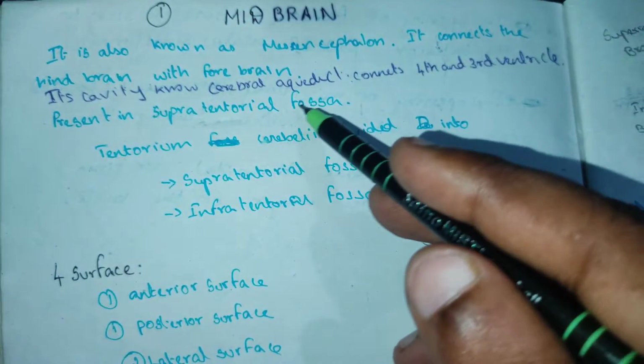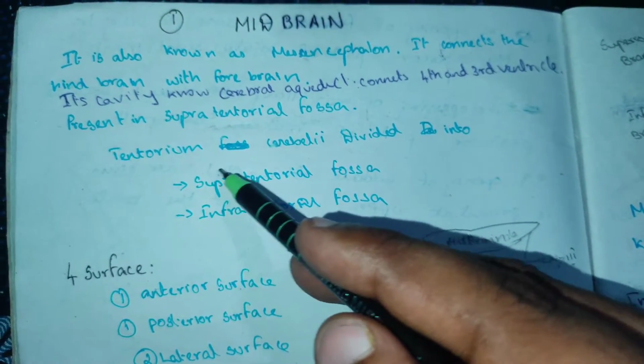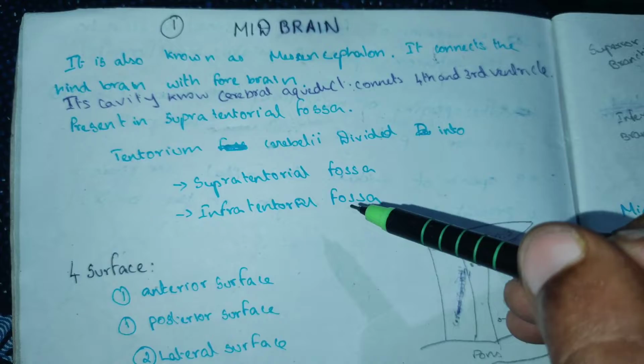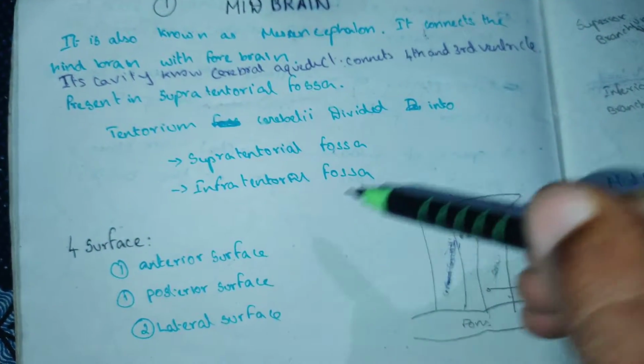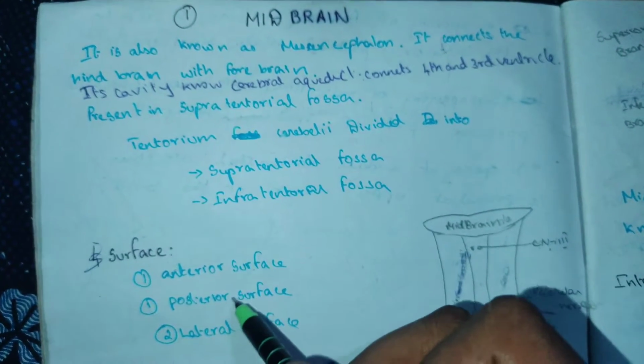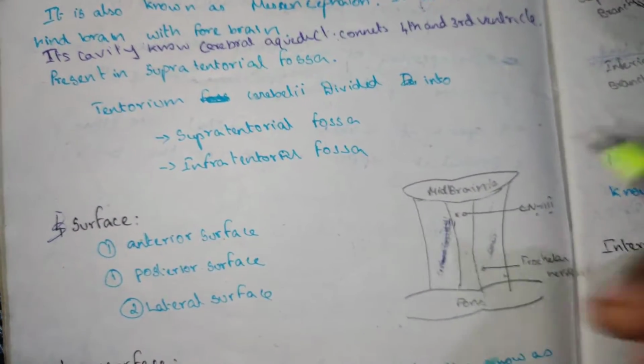The midbrain is present in the supratentorial fossa. The tentorium cerebelli divides the cranial cavity into the supratentorial fossa and the infratentorial fossa. The midbrain has three surfaces: anterior, posterior and lateral.